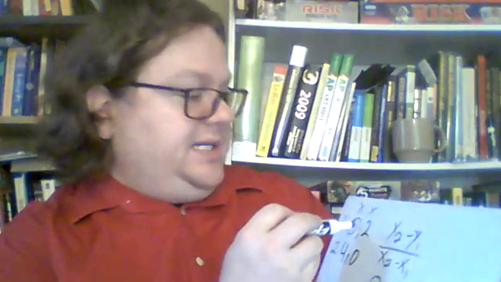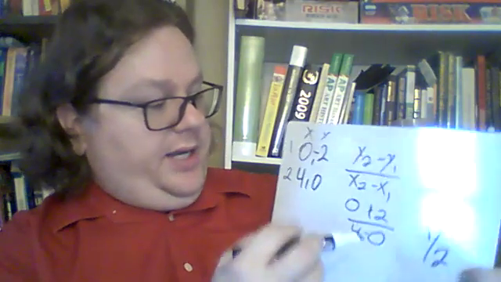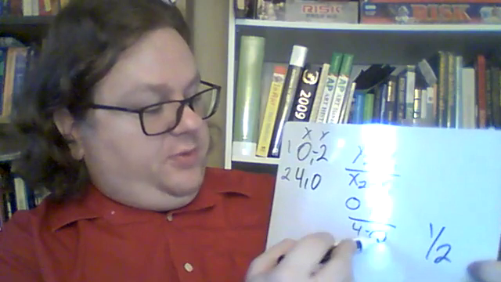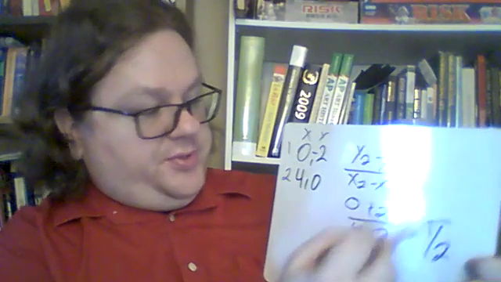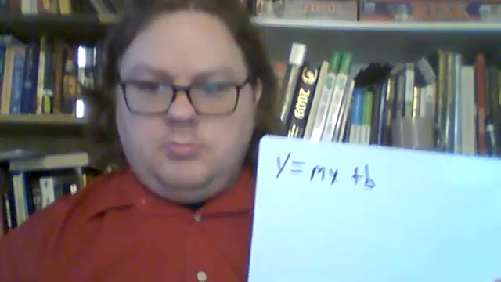Something's not working out here. That's going to give me -1/2. Oh, it was a -2. I wrote it down wrong. Okay, anyway, 0 plus 2 is 2, 4 minus 0 is 4, 2 over 4 reduces to 1/2. Sorry about the little hiccup there.